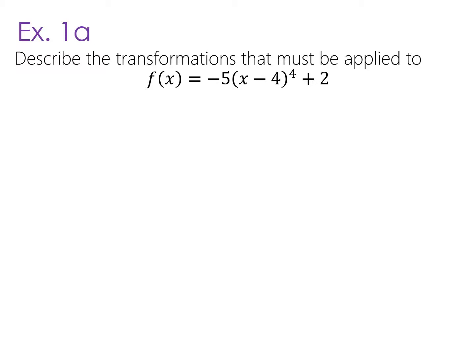Example 1, describe the transformations that must be applied to this. You did this in grade 11. We did this earlier for our first unit. Now we're just going to specify it with quartics and cubics. So the first thing that you encounter is that negative. That means reflected in the x-axis.